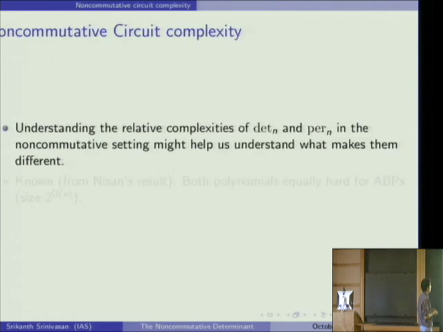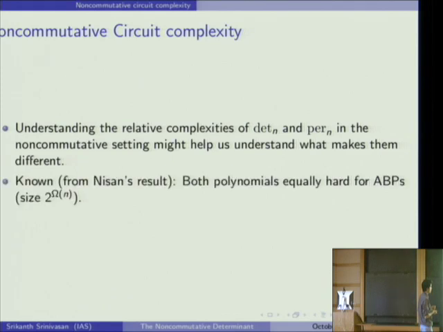The philosophy here is that understanding their relative complexities in the non-commutative setting might help us understand what really makes them different. It's known, in fact, from Nisan's result, as I said, that the determinant requires ABPs of exponential size, and the same result also holds for the permanent. So ABP complexity is not really going to separate these two in the non-commutative setting. So what we have to do is look at circuits.